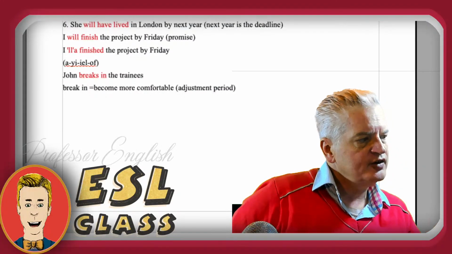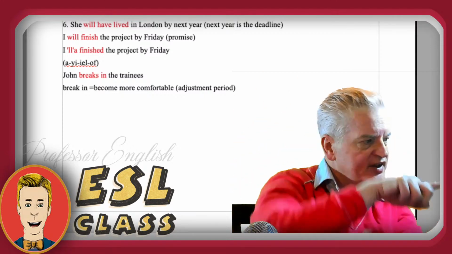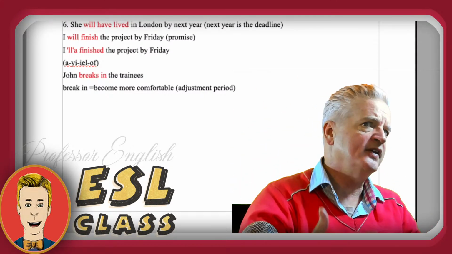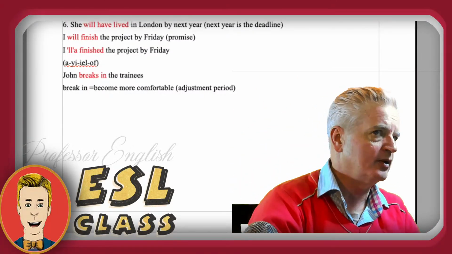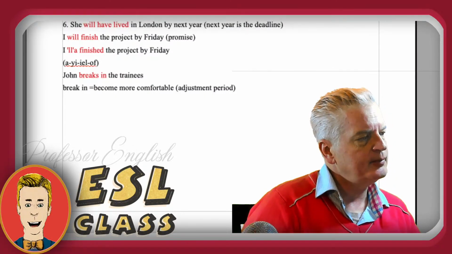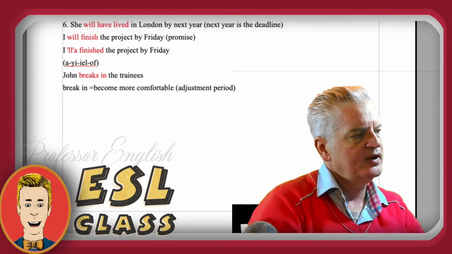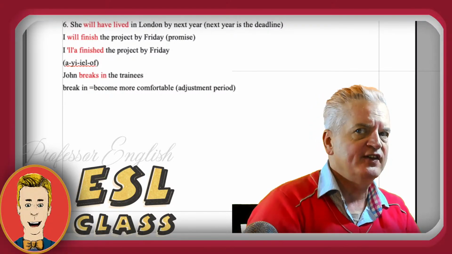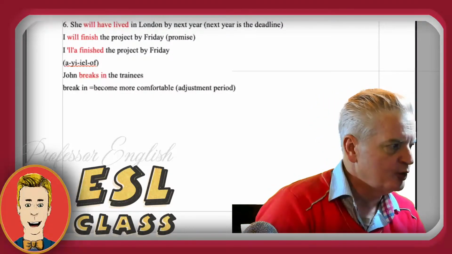Namgyen says John feels more comfortable with the trainees. Reverse it, Namgyen. John is helping the trainees become more comfortable. He's like a teacher. He must be some kind of teacher, helping them to become more comfortable in their new job.